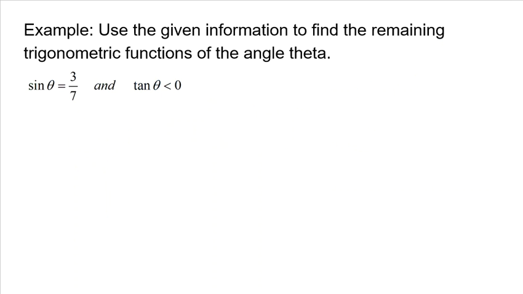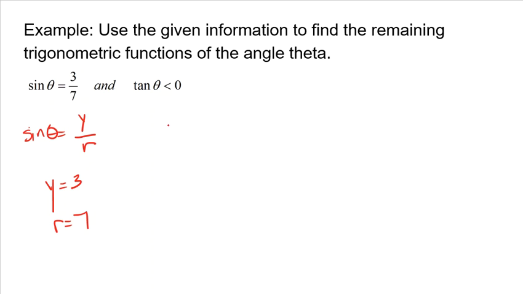All right. Use the given information to find the remaining trigonometric functions of the angle theta. I have taught you in this video that sine of theta is now known as y over r. That means y equals 3 and r equals 7. Okay, how easy is that? That's so simple. Now you might be like, well, wait a minute, I thought you told us that it's opposite over hypotenuse.